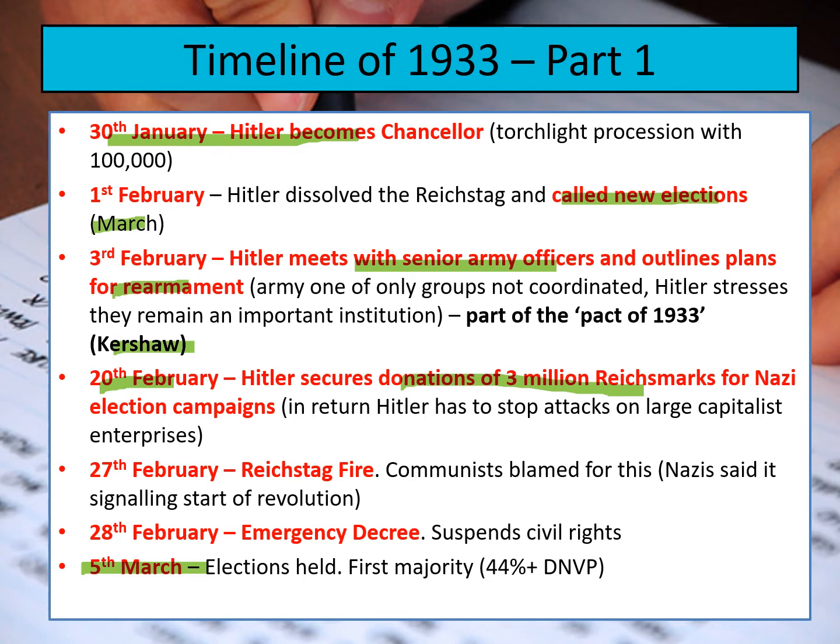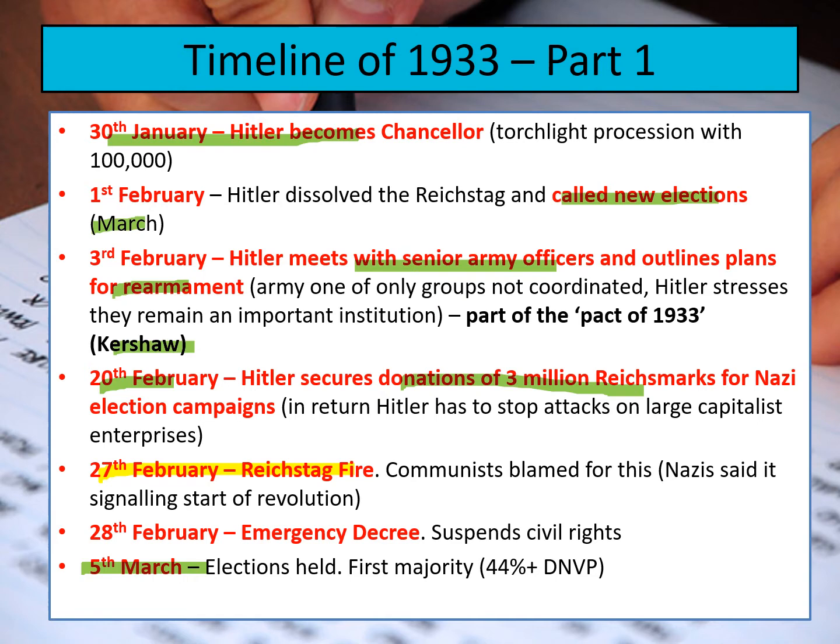Now we come to a really crucial event that you need to know lots of detail about, and that is the Reichstag fire, which takes place on the 27th of February. Traditionally, that is seen as the first key stepping stone of Hitler establishing dictatorship, although, as you can see, there are lots of stages even before that where Hitler is laying the groundwork to establish this dictatorship.